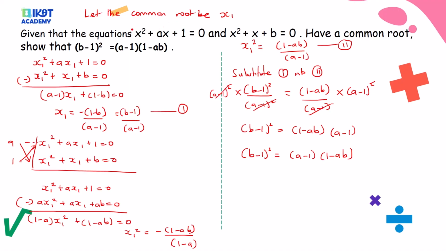Okay, so here we are. So we let the common root be x1 like we did last time, when we said it was y1. Then we substitute. First we eliminate x1 squared, or we make x1 the subject. This is what we get. Then we eliminate x1 this time. We see what's the coefficient of x1 here, a. What's the coefficient of x1 here, 1. We cross them, we get this, we subtract, we make x1 squared the subject, and this is how we solve this.